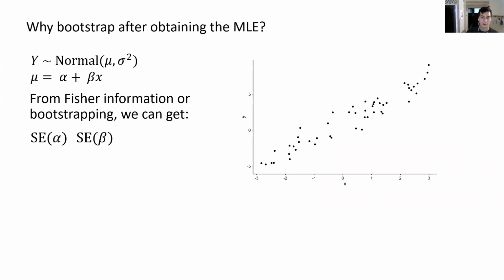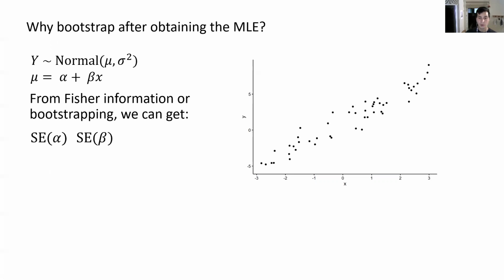So you're probably thinking, wow, that's a lot of code to obtain standard errors when we could just do it in 2 lines with Fisher information. Why would we ever do that? Well, bootstrapping will come in handy later when we calculate confidence intervals, but another reason you might want to do this is if you want to obtain standard errors for the model predictions.